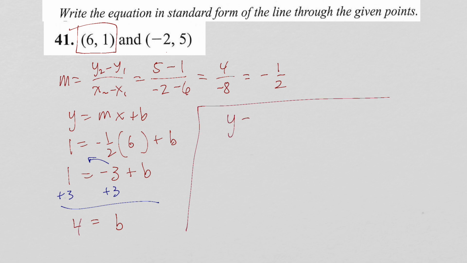Then I'm going to start with y equals mx plus b. And now I have my m and I have my b. And I'll plug those in there. If it was asking for slope-intercept form, we'd just put this down and that'd be it. But in standard form, we cannot have fractions. So I'm going to multiply by the common denominator. Each one of these things is getting multiplied by 2.